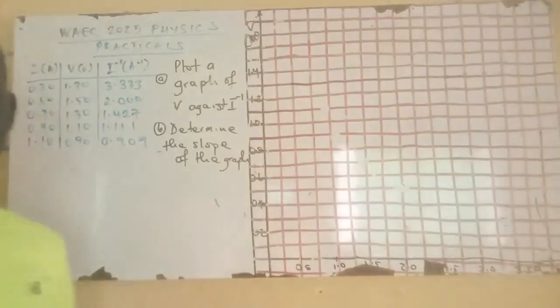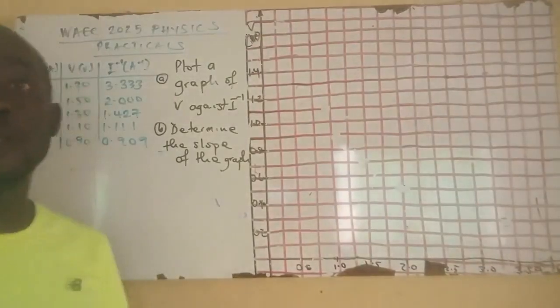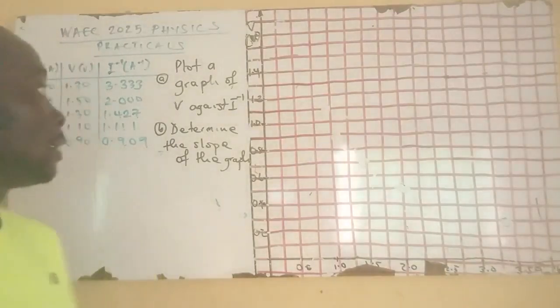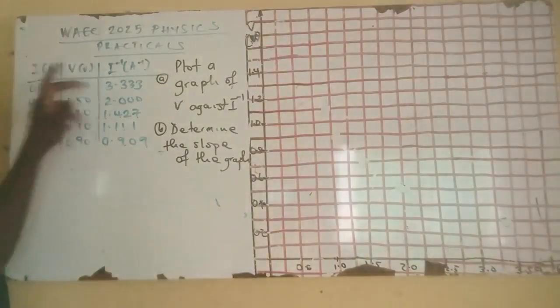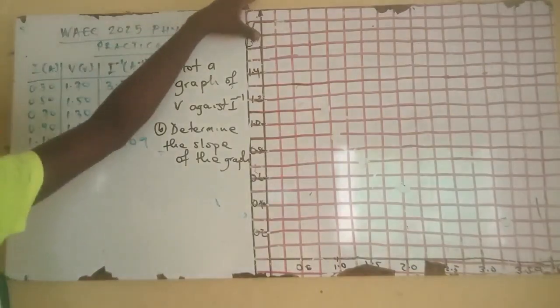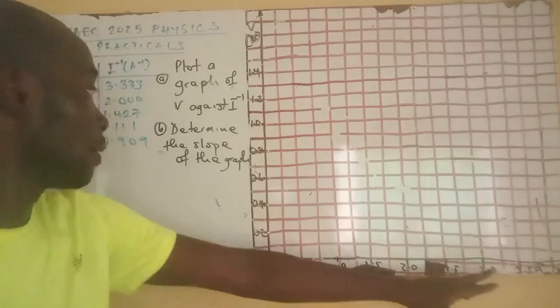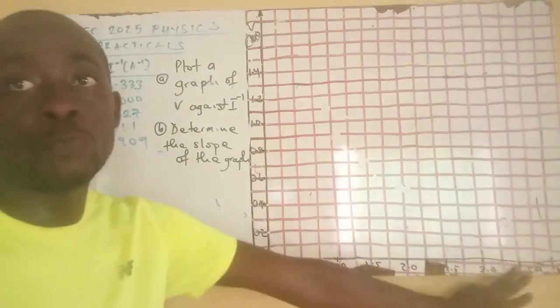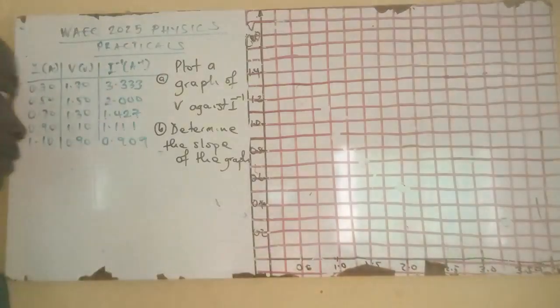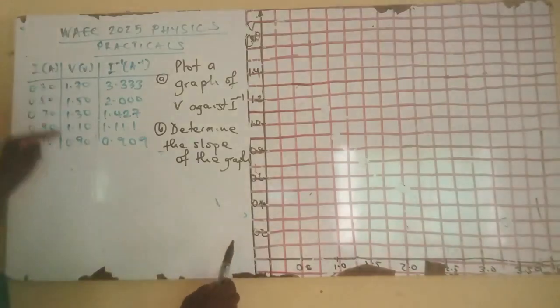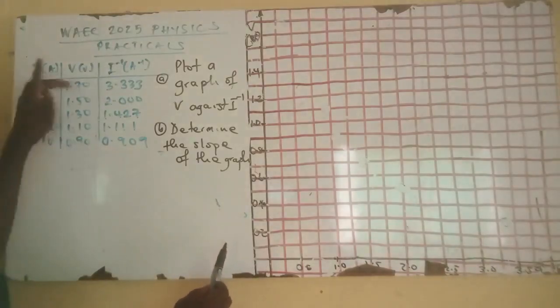They say that we should plot a graph of V against I raised to power minus 1. It is very simple to do. Now, this is our V. We put it on the vertical axis. And this is our I raised to power minus 1. We put it on the horizontal axis. Now, how do we go about it? We are going to select our scale. The lowest is 0.9 and the highest is 1.7.